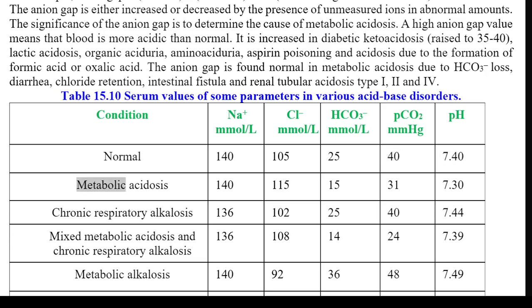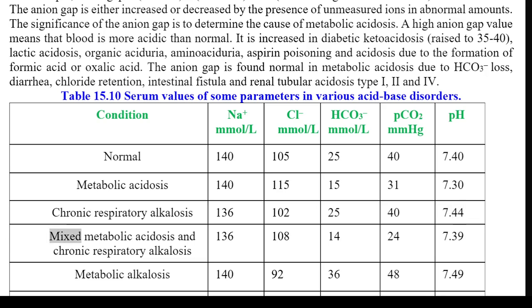7.40. Metabolic acidosis. 140. 115. 15. 31. 7.30. Chronic respiratory alkalosis. 136. 102. 25. 40.